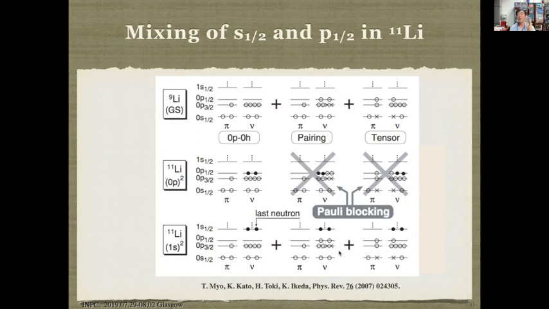And this is really the only microscopic explanation why P wave and S wave are mixed in here.